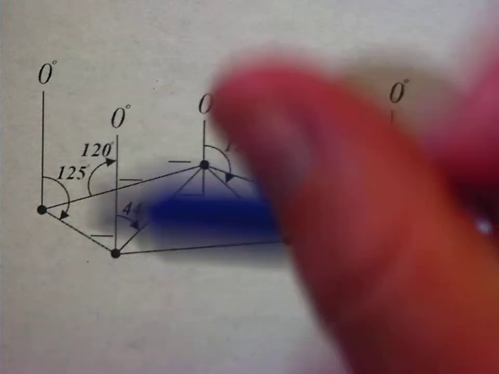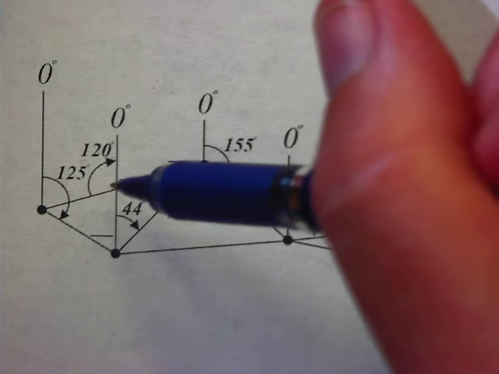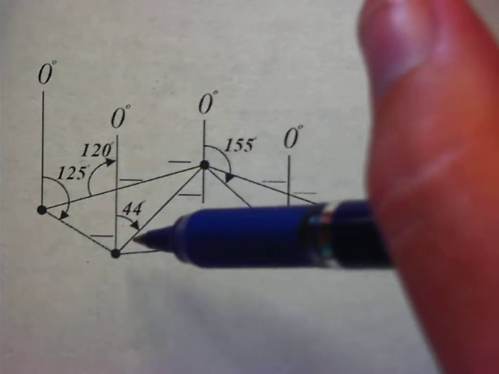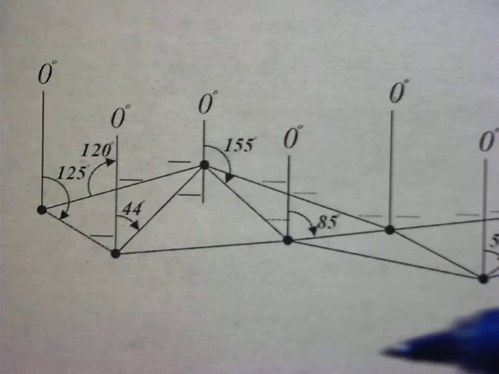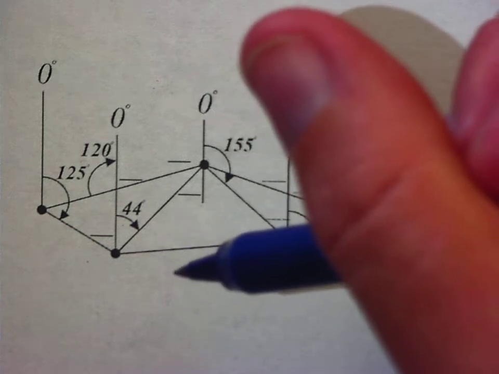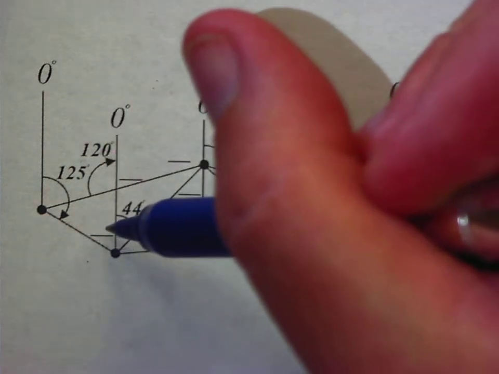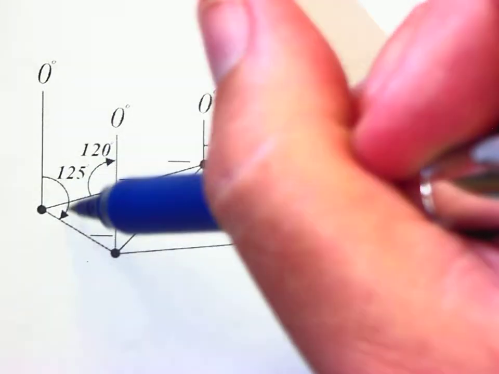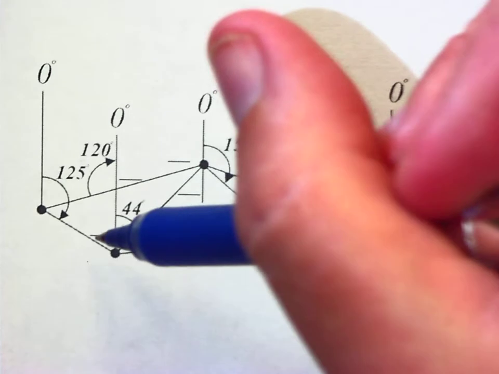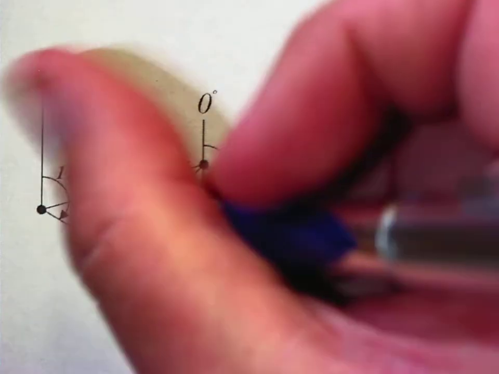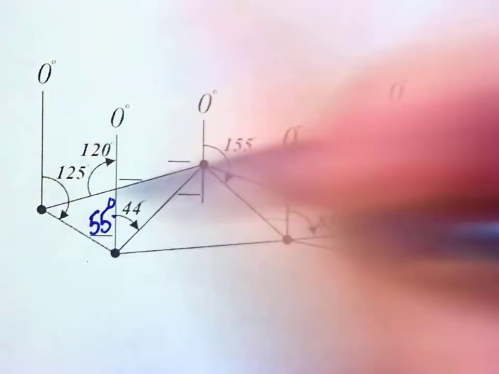Now, when you have parallel lines cut by a transversal, you have different angle pairs that are congruent, or some will add up to 180. The first blank I'm going to fill in is this blank right here. This 125 degree angle must add with this angle here to be 180. Therefore, this angle is 55 degrees.